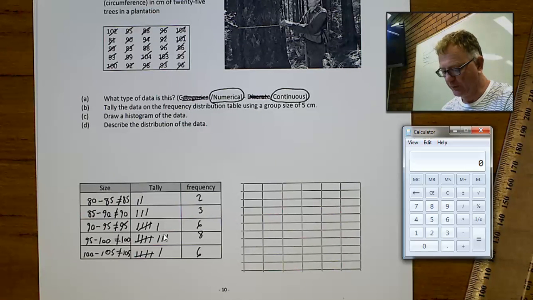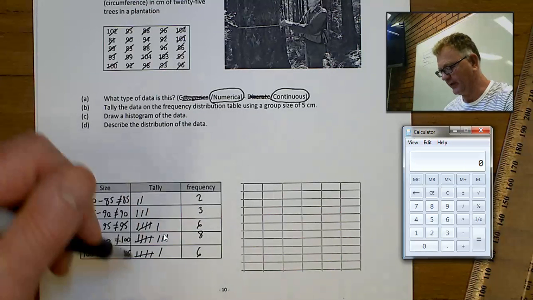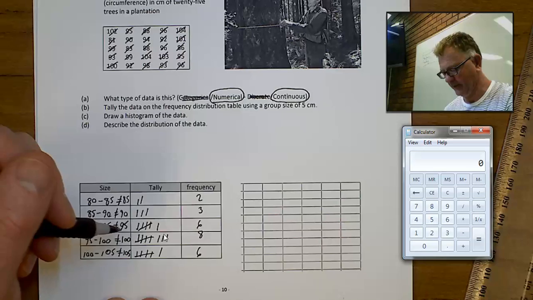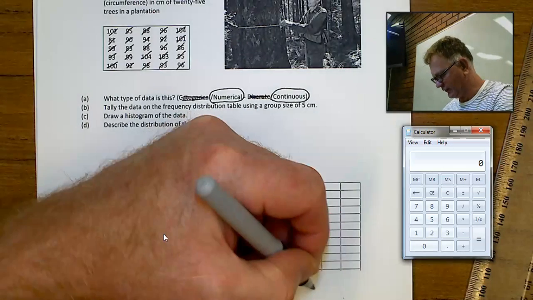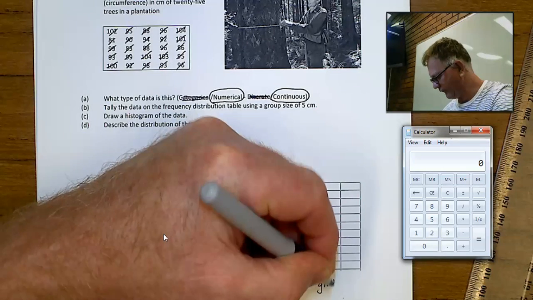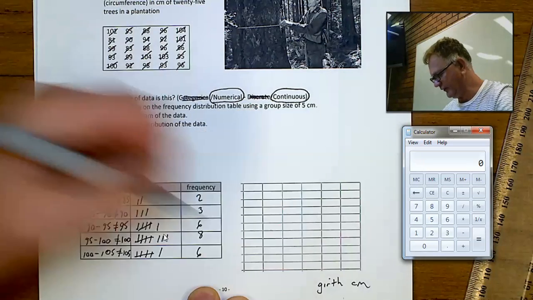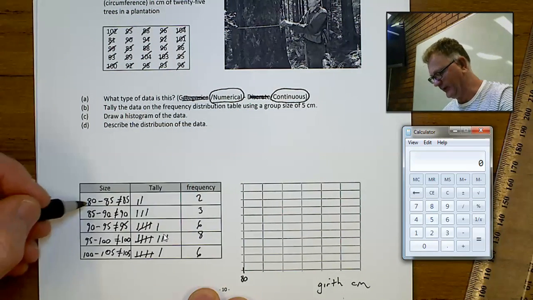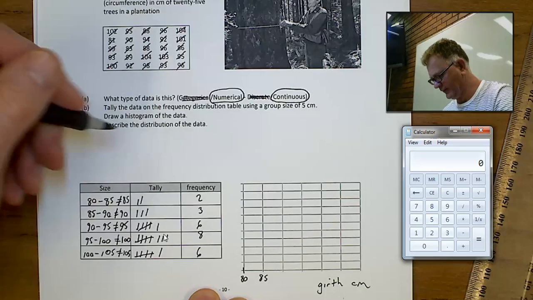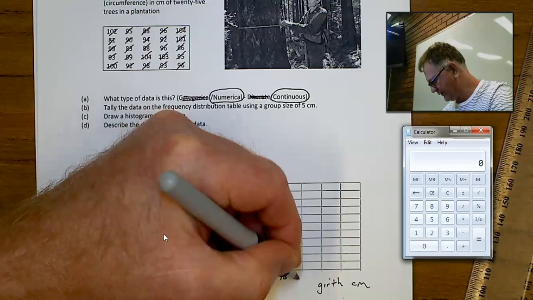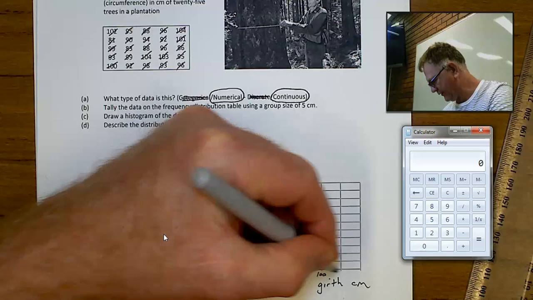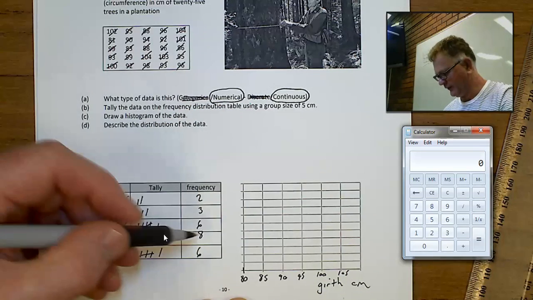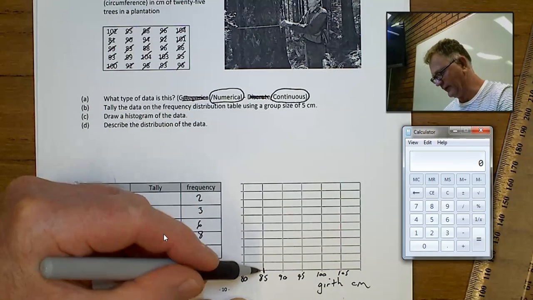Now, this time where we're dealing with grouped data and we've got a continuous scale, what we're going to do is put the numbers under the edges of each column. So here we've got the girth or circumference measured in centimetres, and I'm going to put them under the edges of the column. So I'm going to build a column from 80 up to 85, 90, 95, 100, 105. So my first column is going to go between here and here.